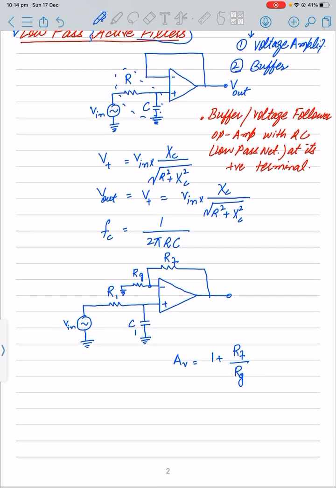And then the formula for the corner frequency is the same as we derived for the passive filters, that is equal to 1 over 2 pi RC.